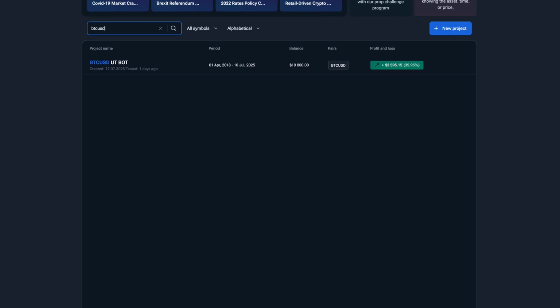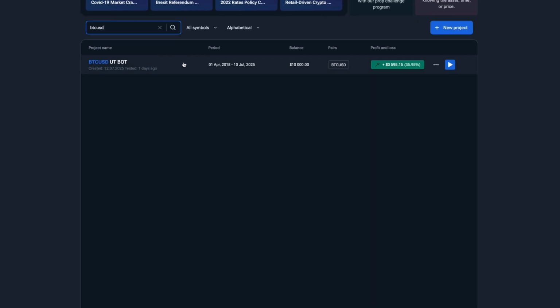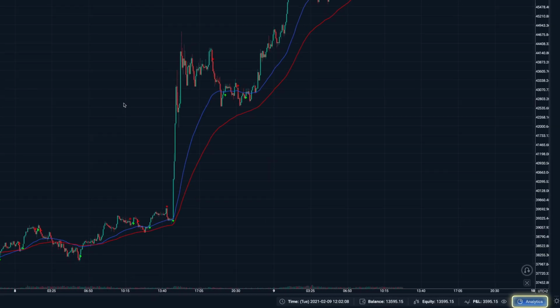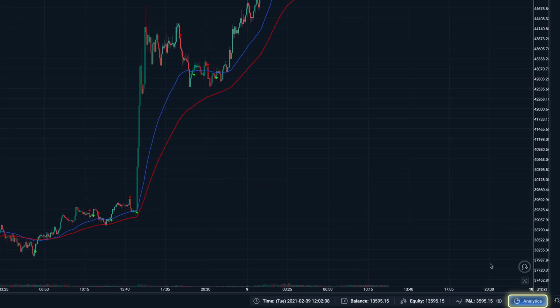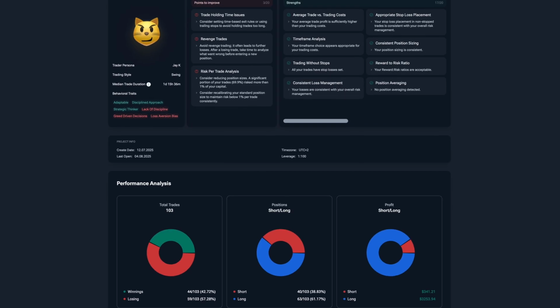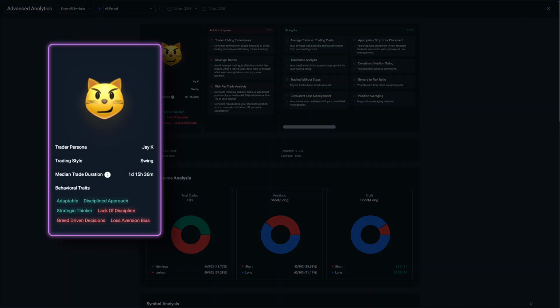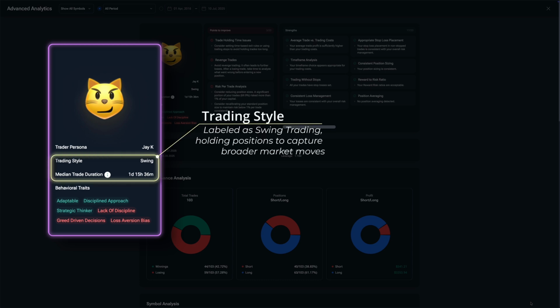Now let's dive deep into the analytics features using data from our previous UT Bot testing on BTC USD. If you missed that video, I'll link it in the description. This will show you exactly how to analyze any strategy's performance using these tools. Starting with the trader persona section on the left, the platform identified the trading style as swing, with a median trade duration of 1 day, 15 hours, 36 minutes.